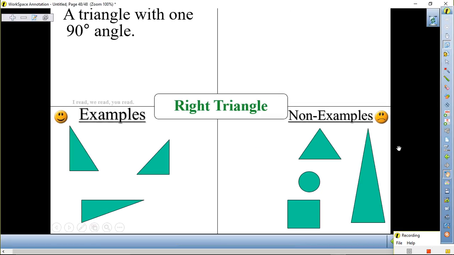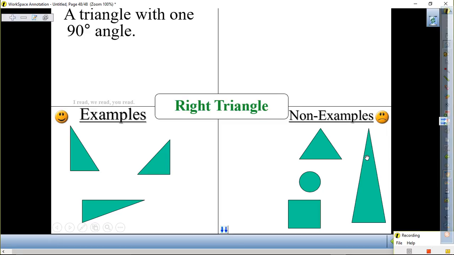Okay, here we go. So when I ask you why these are not right triangles, I want you to justify it. Tell me why, but using the definition. So using the definition, you're going to tell me why these are not. Starting with these two right here, why are those not right triangles?